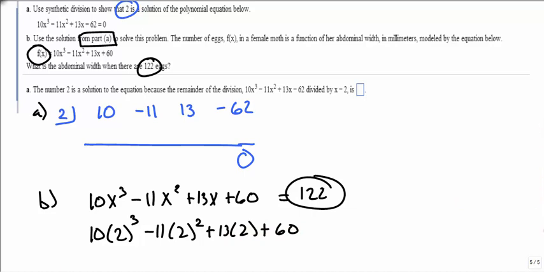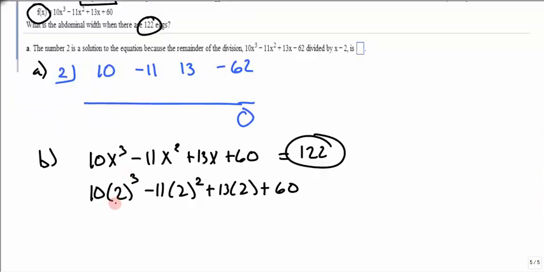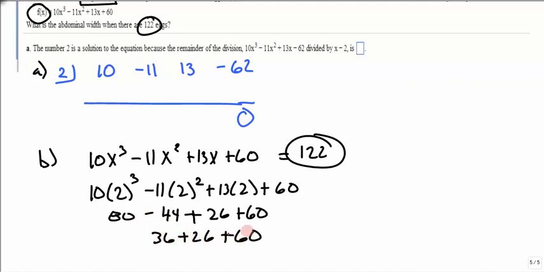I get 2 cubed is 8 times 10 is 80, 2 squared is 4 times 11 is 44, 13 times 2 is 26 plus 60. So 80 minus 44 would be 36 plus 26 plus 60. So this would be 36 plus 26 is 62, plus 60 was 122. So the easier way to solve this is use their hint. And basically then our answer for part B would be 2 then.